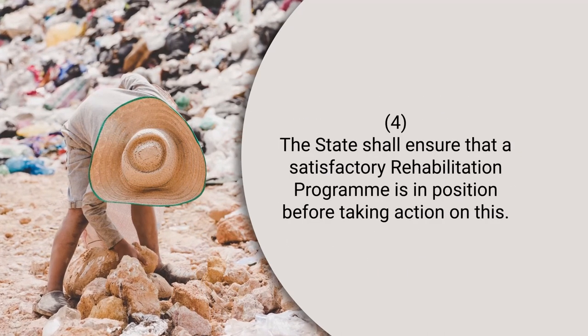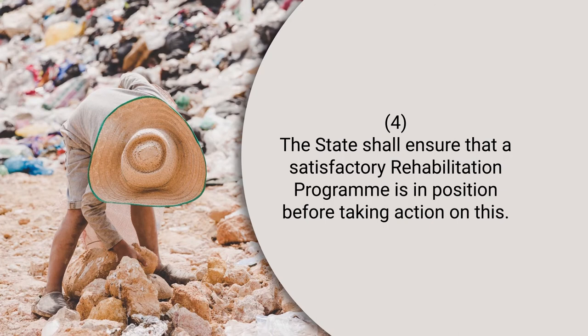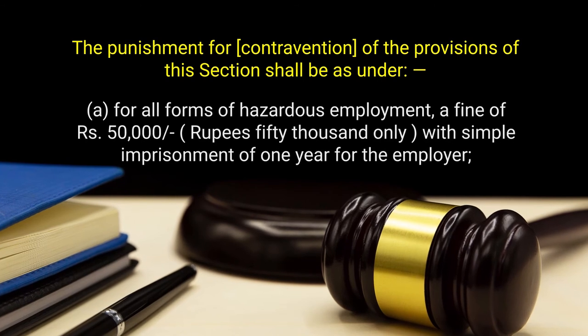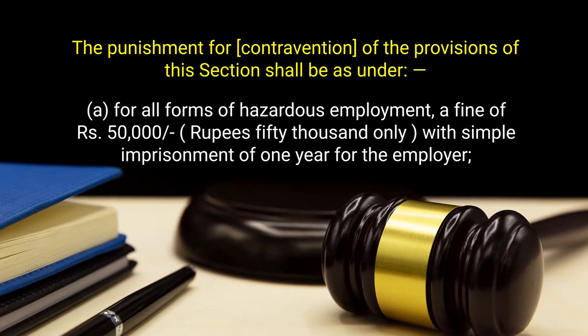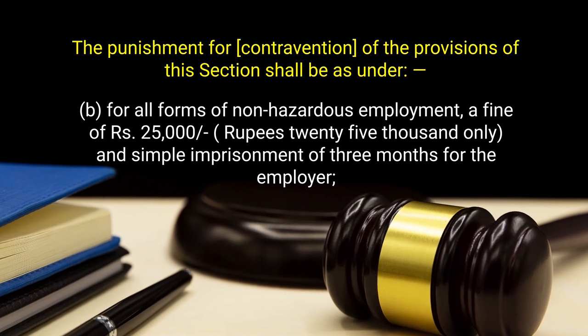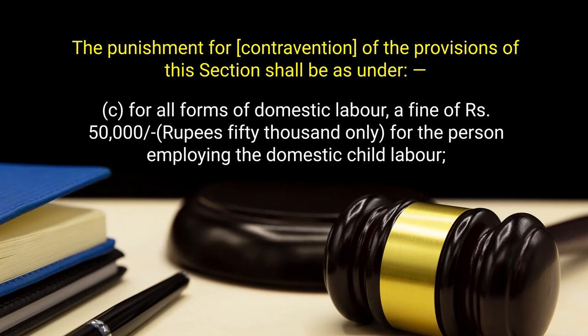The state shall ensure that a satisfactory rehabilitation program is in position before taking action on this. So this is very, very important and helps in the reformation, rehabilitation and reintegration of such children. The punishment for contravention of this section shall be a fine of ₹50,000 with simple imprisonment of 1 year for the employer in cases of hazardous employment. For all forms of non-hazardous employment, a fine of ₹25,000 and simple imprisonment of 3 months for the employer. Very good. For all forms of domestic labor, a fine of ₹50,000 for the person employing the domestic child labor. So I say this is a very positive law.